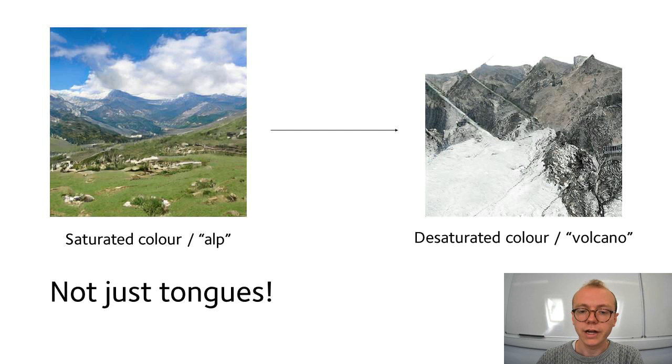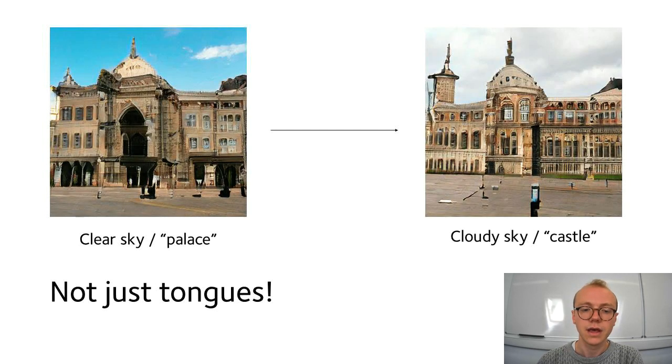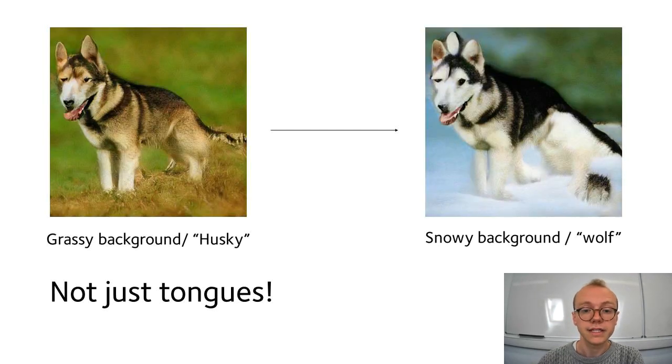Of course, we didn't create just one deep neural network with an artificially injected fault. So this example shows a test case revealing another classifier's over-reliance on colour saturation to distinguish Alps from volcanoes. This test case indicates a classifier's reliance on the weather to discriminate between palaces and castles. Here, the test case reveals an over-reliance on grass or snow in the background to distinguish wolves from huskies.